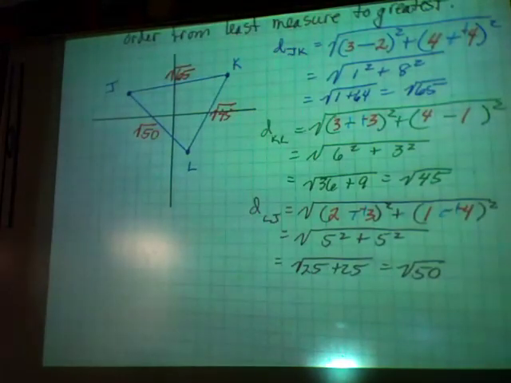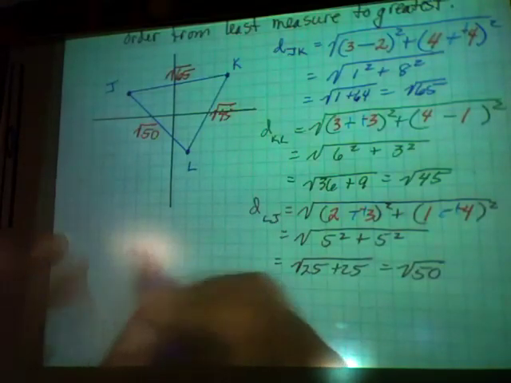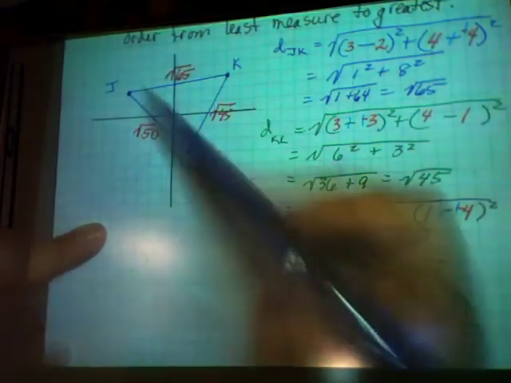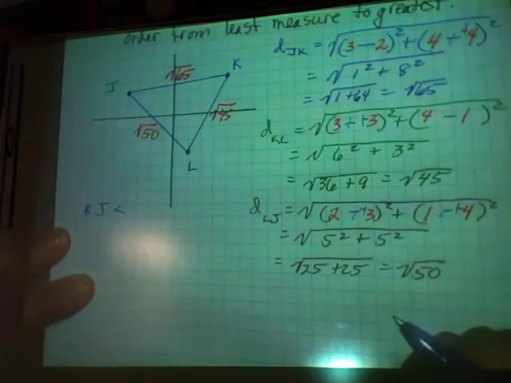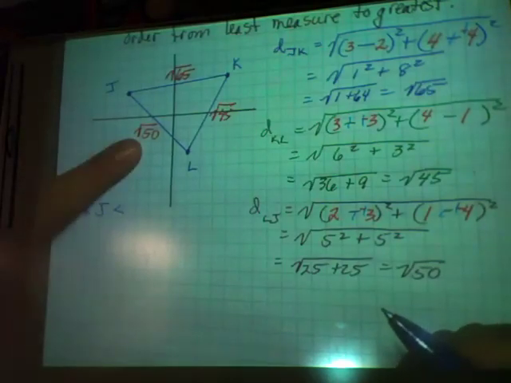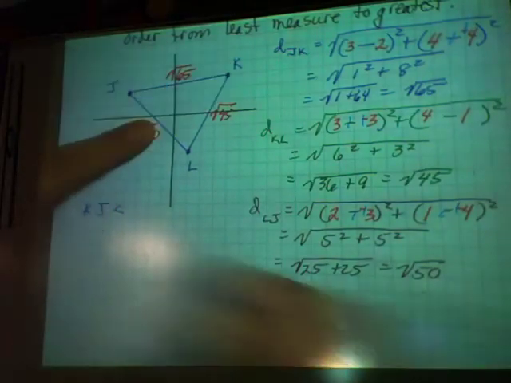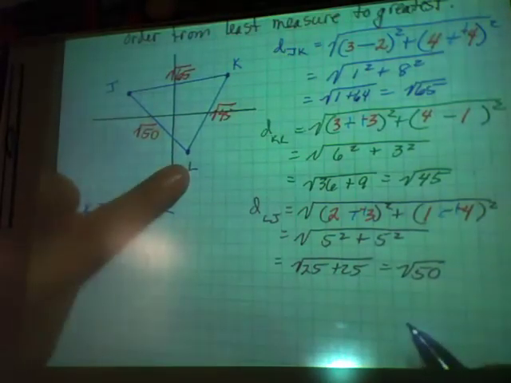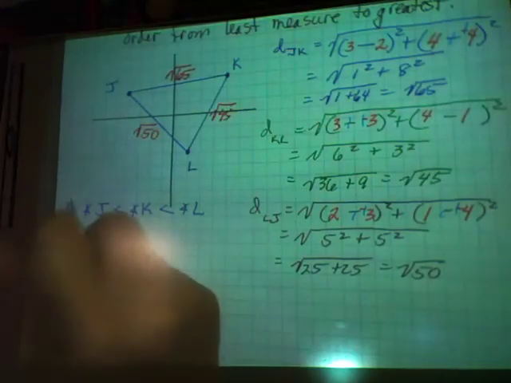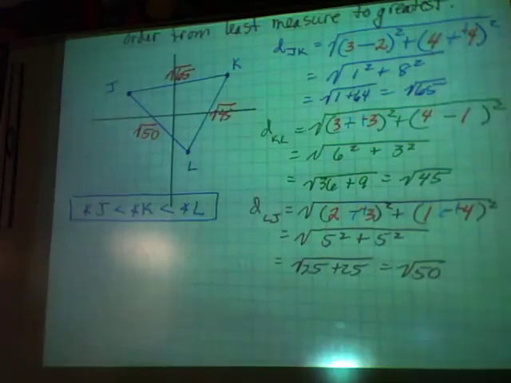Now I can order my angles. They want you to go from least to greatest, so which is my smallest angle? Yeah, because it's across from my smallest side, right? So angle J is less than, what's my middle angle? Yep, 50 is across from K. So angle K is less than, and then that leaves angle L, right? Done. Any questions about that? Okay.